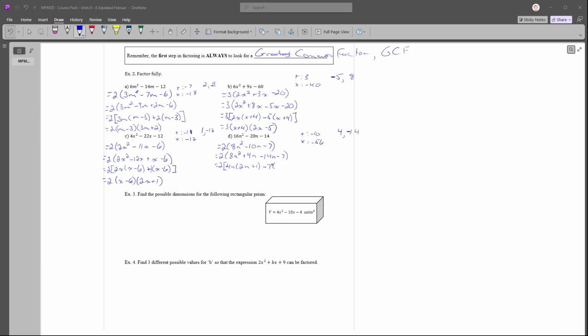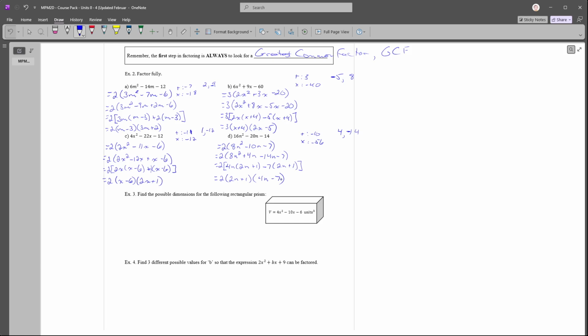Where was I? I factor out a 7, so this becomes a 2n plus 1. Now we just combine everything together. So we have 2 times our bracketed term, which is 2n plus 1, times our sum of our two values here, which is 4n minus 7.